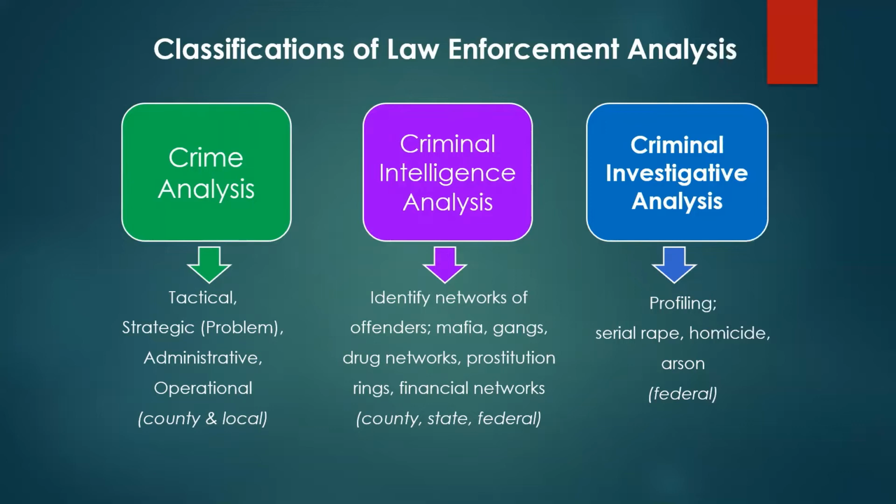So these are those drug networks, those prostitution or gang networks, those human trafficking networks, that kind of thing. So financial networks, retail crime, so these are more of the intelligence networking of analysis, right? Or of criminals. And so you'll find these at the county, state, and the federal level.